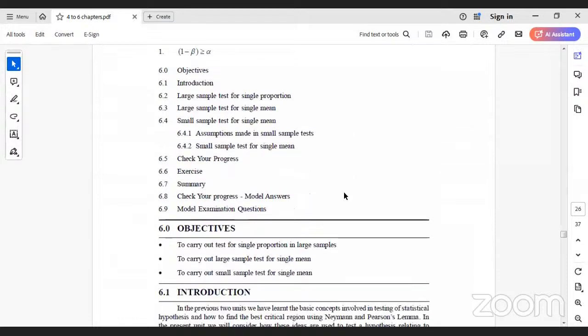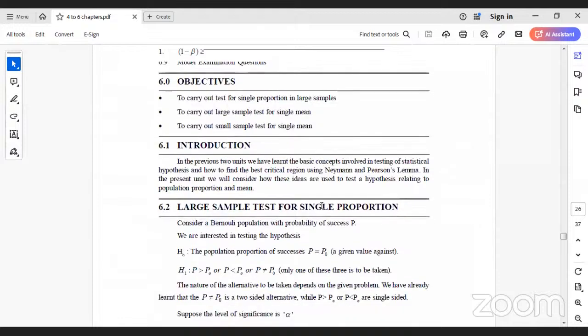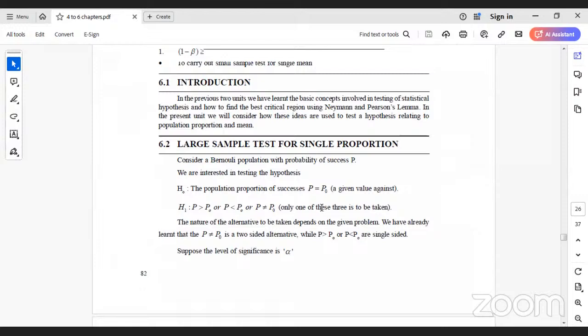Test for single mean and proportion. Large sample test for single proportion, large sample test for single mean, small sample test for single mean, assumptions made in small sample test for single mean. Introduction. Objectives: to carry out the test for a single proportion for large samples, to carry out the large sample test for a single mean, and the small sample test for a single mean. See, a large sample test for single mean and proportion.